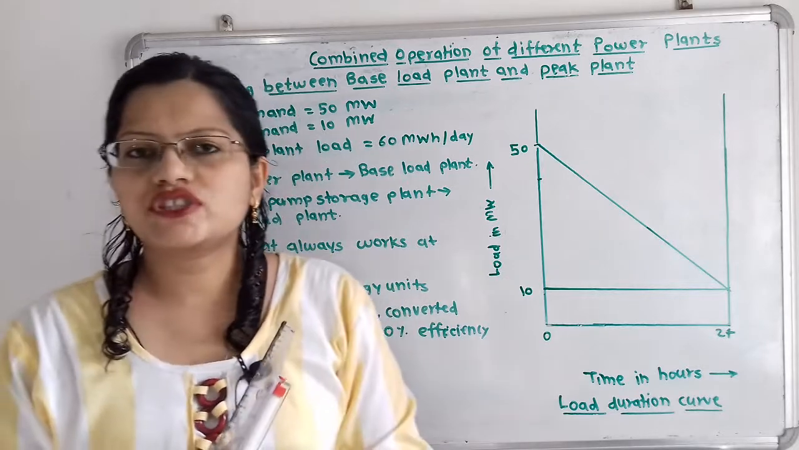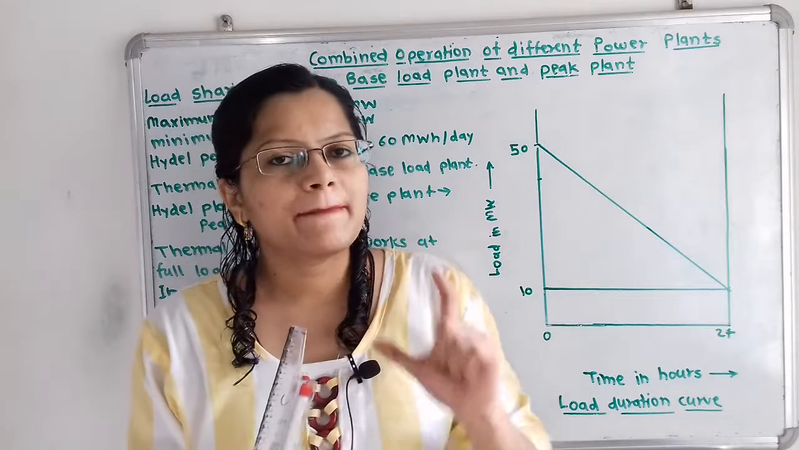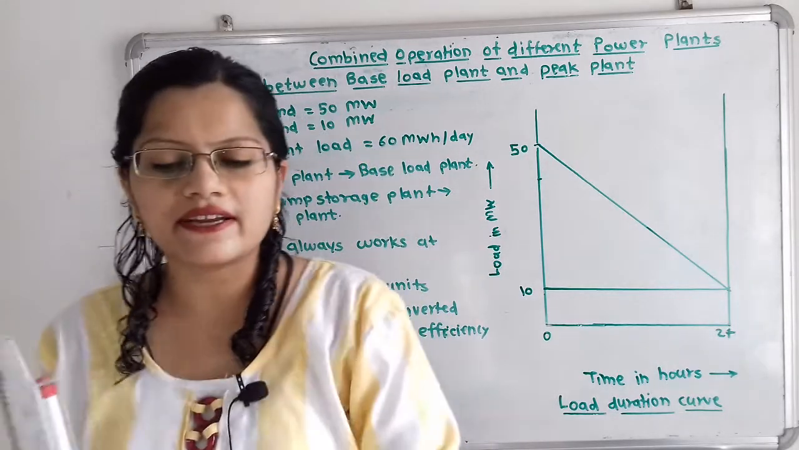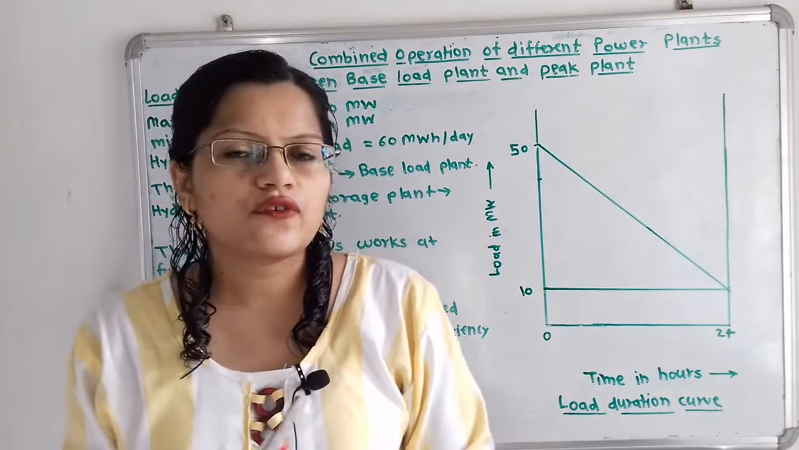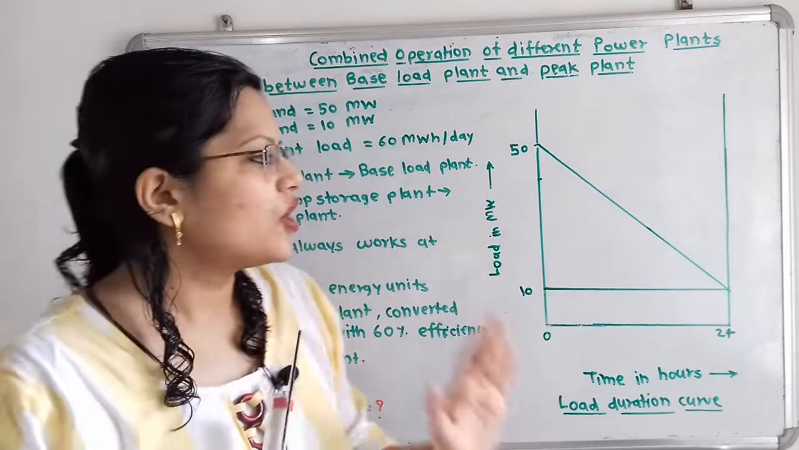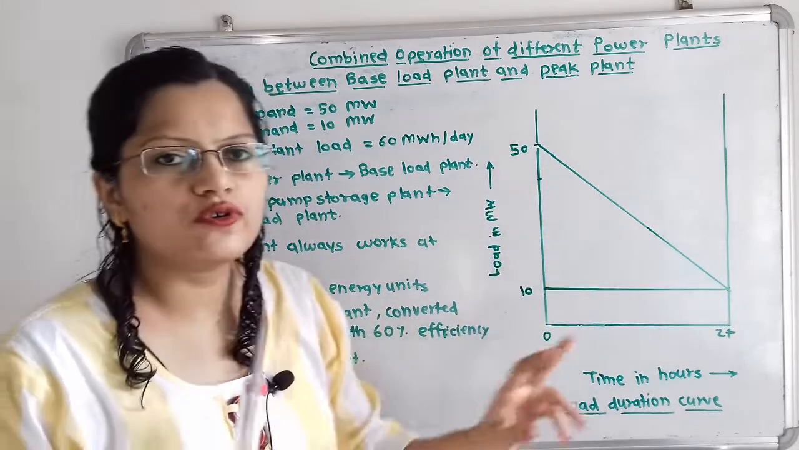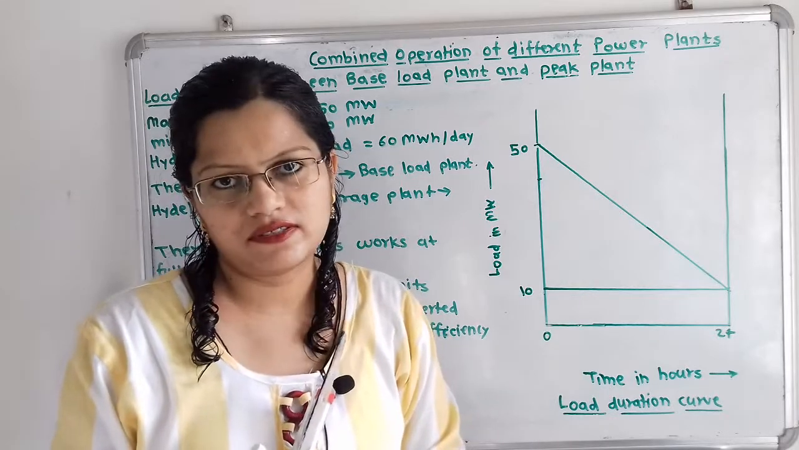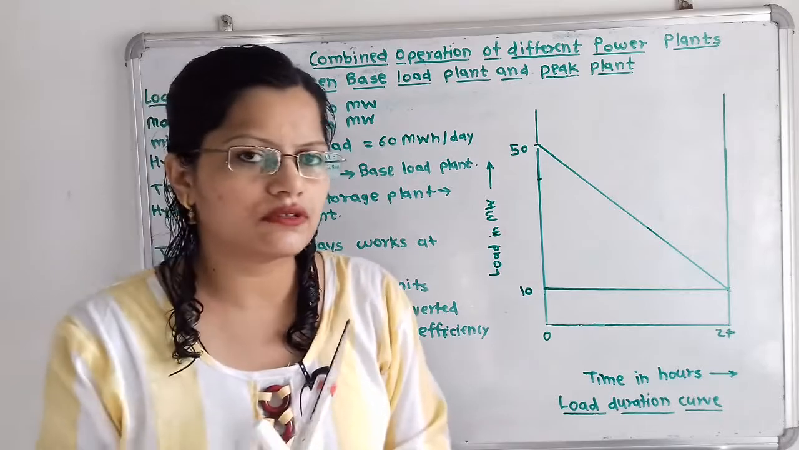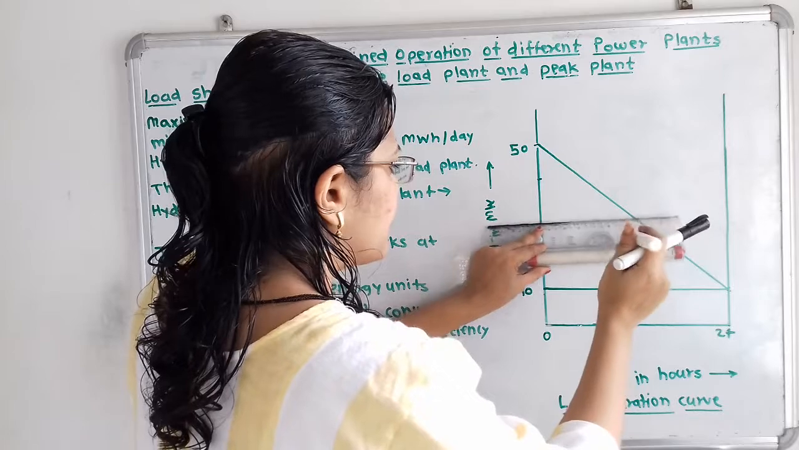Now our question is about the economic sharing between base load plant and peak load plant. So how to decide this economic sharing? For the economic sharing between base load plant and peak load plant, we have to divide the total area under the load duration curve into two parts. So I will divide this total area by a horizontal line, which I will draw with the help of a red marker.